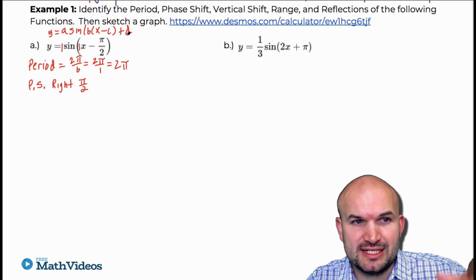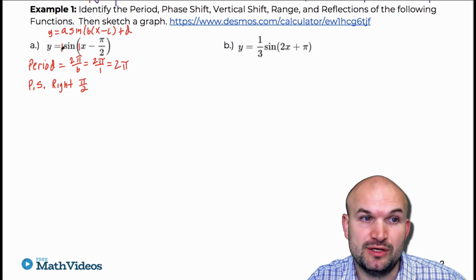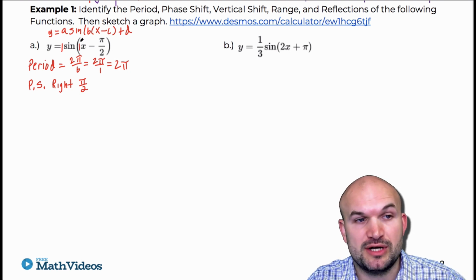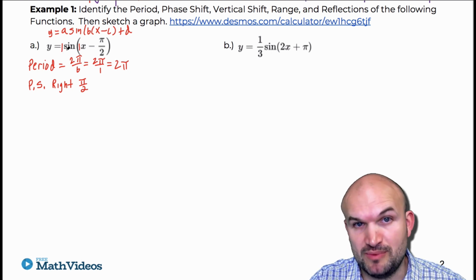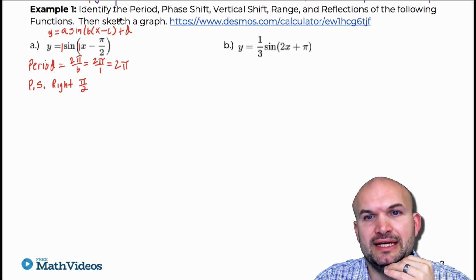We're not adding or subtracting any d, so we're not moving up. There's no reflection. There's no negative, so we're not reflecting about the y-axis if it was multiplied on the inside, or the x-axis if it was multiplied by negative on the outside. But now let's go and talk about the range.